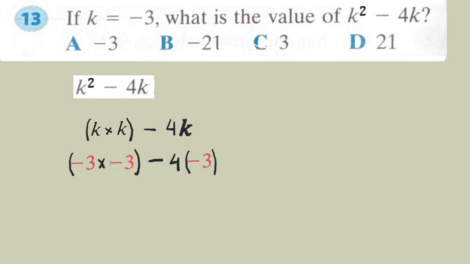So when we multiply a negative number by a negative number, we'll get a positive number. And 3 times 3 is 9. Minus 4 times negative 3 will give me a negative number, a negative 12. Now because we've got 2 negatives, the 2 negatives now form a positive. So it's 9 plus 12. And the answer to that will be 21. And therefore D will be our answer.